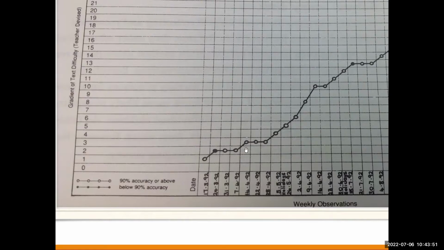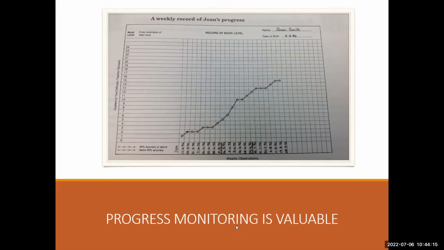But this is a really great tool for your kids. It allows them to have a real visual of their own progress, which is a motivator to kids. And it's also great to show at a parent-teacher conference, because you can really show how the child is progressing. And so those kinds of things are really very valuable. And so make sure that you've set up a weekly progress report of the running records that you're taking.